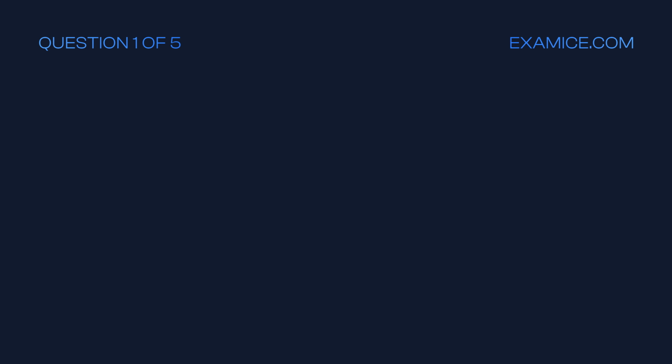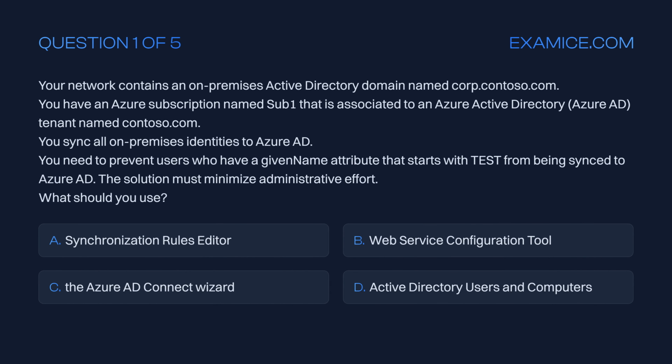Question 1. Your network contains an on-premises Active Directory domain named corp.contoso.com. You have an Azure subscription named Sub1 that is associated to an Azure Active Directory tenant named contoso.com. You sync all on-premises identities to Azure AD. You need to prevent users who have a given name attribute that starts with test from being synced to Azure AD. The solution must minimize administrative effort.